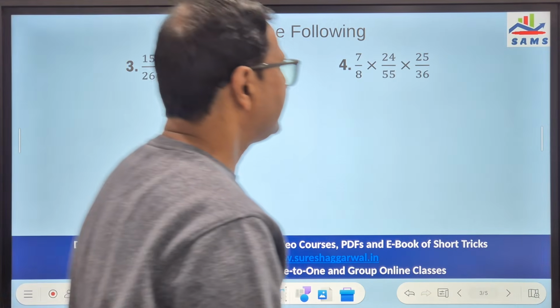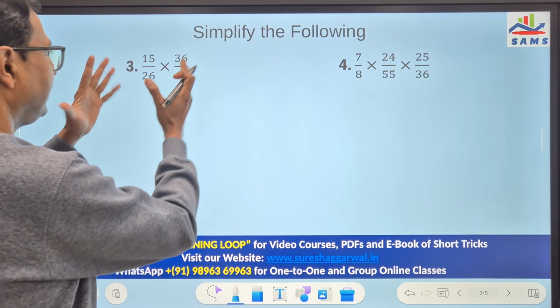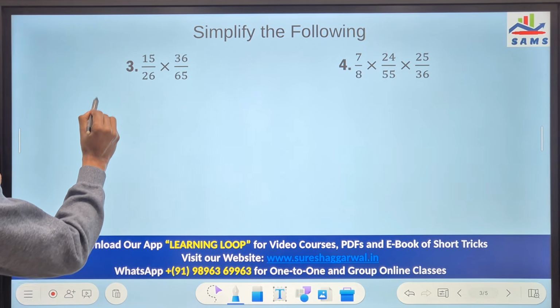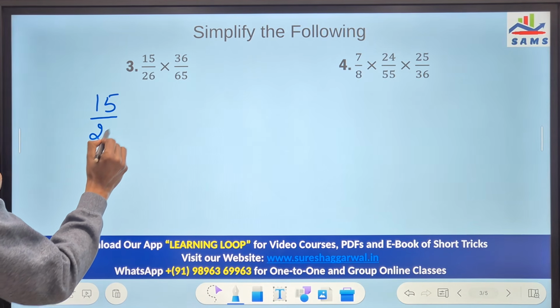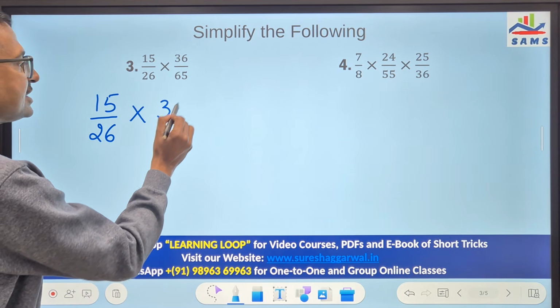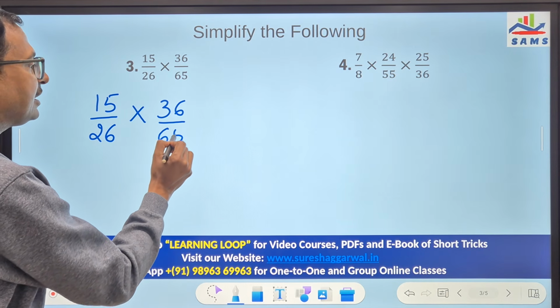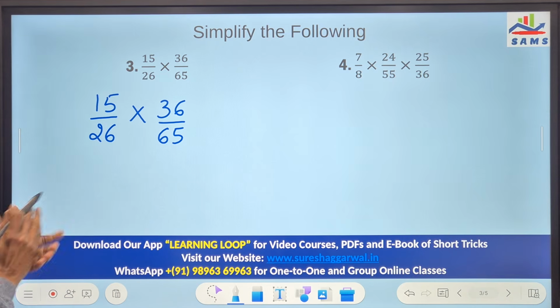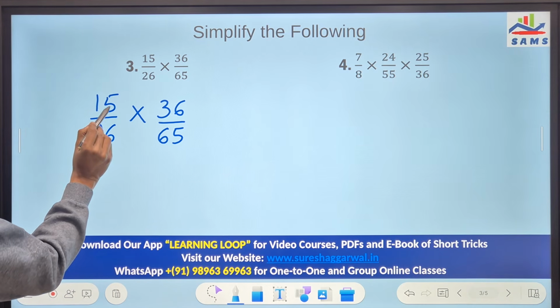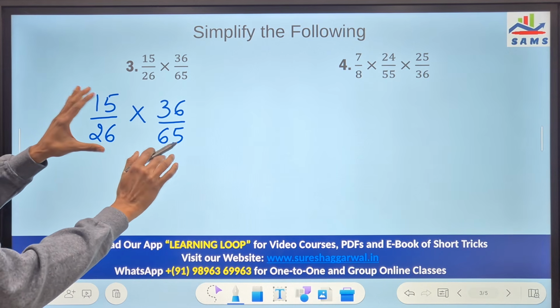Likewise, if the numbers become little bigger, here you can see 15 upon 26. I'll write it again here, 15 upon 26 and 36 upon 65. Now immediately when I see this question, I can see that there are two numbers ending in 5. So ending in 5 means divisible by 5.